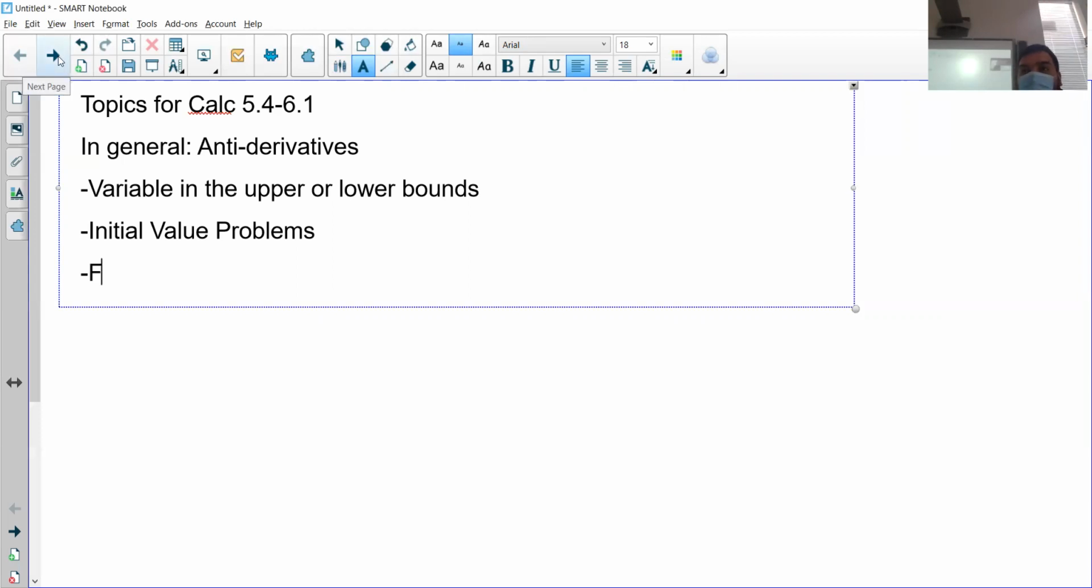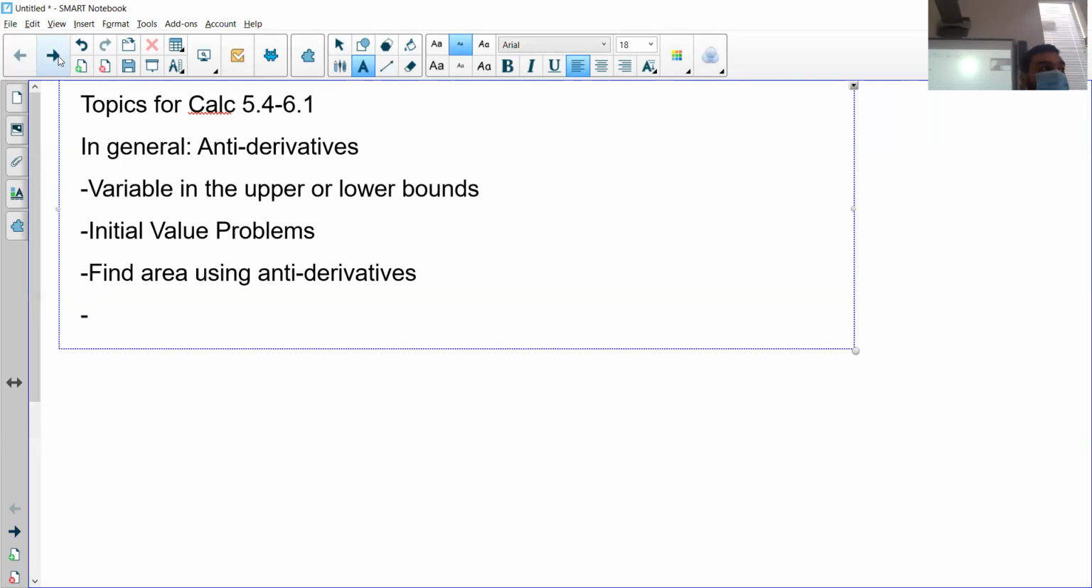This one's called finding area. Is there going to be a graphing calculator allowed on the test? No. Finding area using antiderivatives. This is when you have a graph and you're trying to figure out the area. Usually integrals and antiderivatives give area, but this one is more particular, or you have to change halfway through. You'll see how that looks. We'll do an example of that.